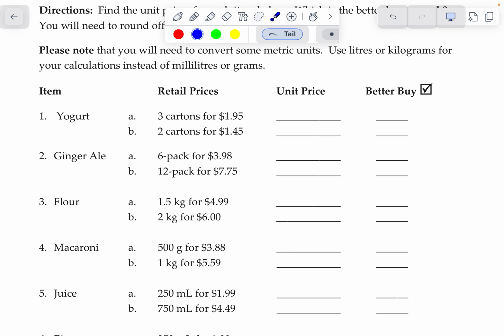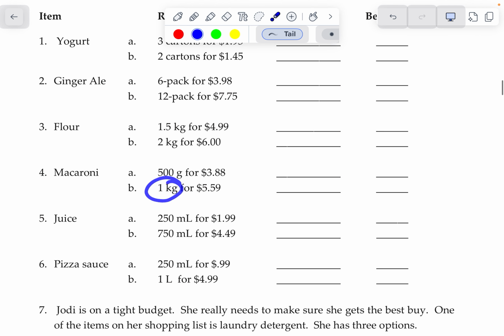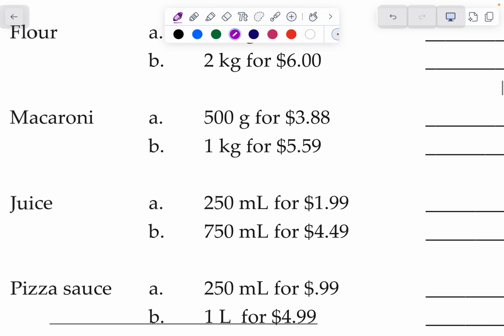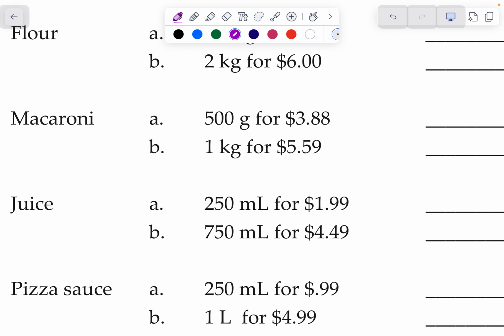Cartons, they both match. 6 of them, 12 of them. Kilograms. The first one we get to, thank you, is number 4, where they don't match, okay? So up above, what I would do for number 4 is I would change the kilogram to match the gram. So this is 1,000 grams, because it said it right on the paper. 1 kilogram is 1,000 grams. So this is really 1,000 for $5.59.